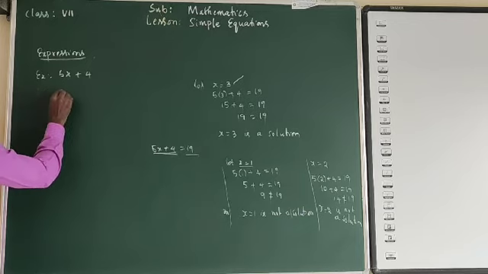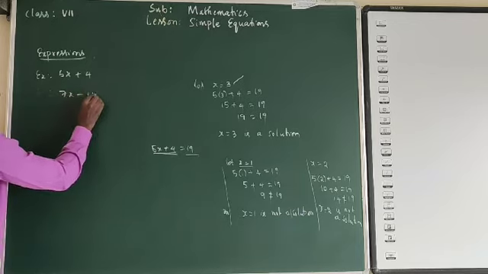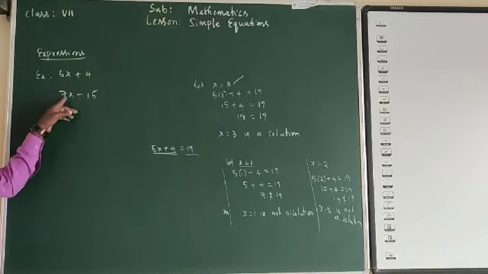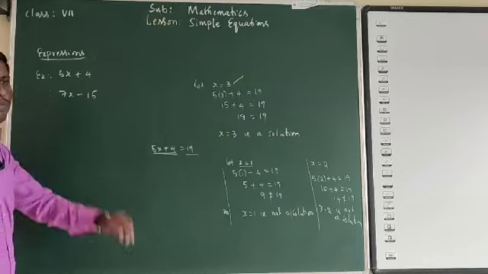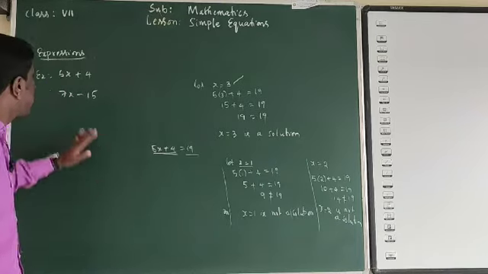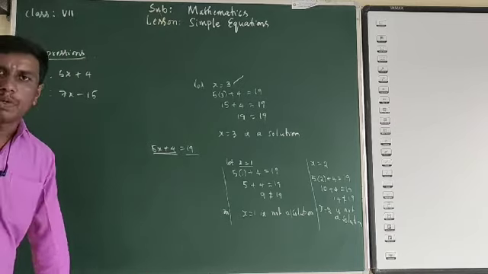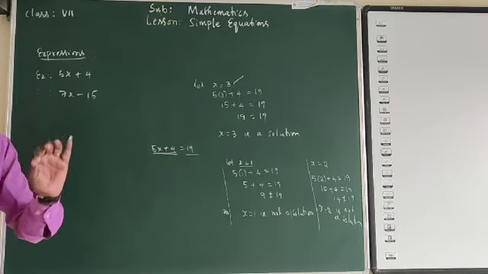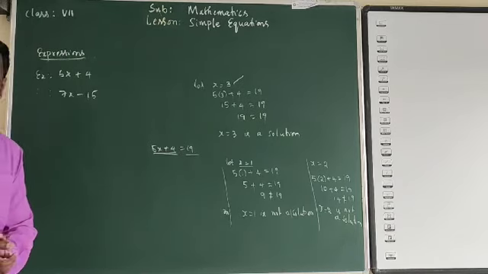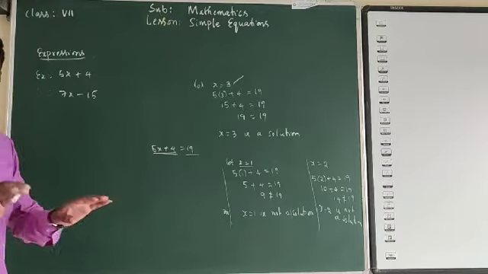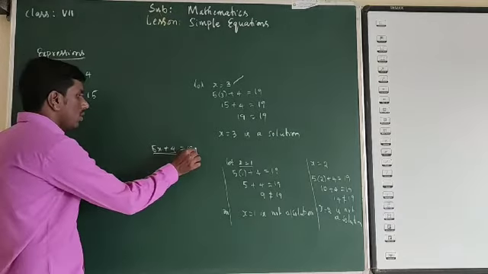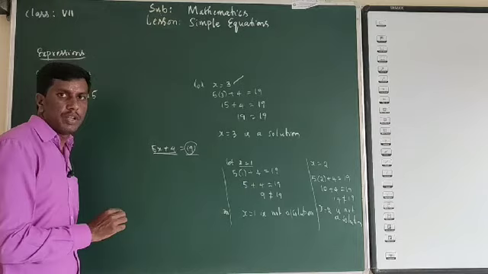Otherwise, take 7x minus 15. Observe that I have to multiply the variable with 7, then subtract 15 from the product. So this is an expression. In an expression, there must be a variable. Otherwise, it is not an expression. So you can't say that 19 is an expression, right?